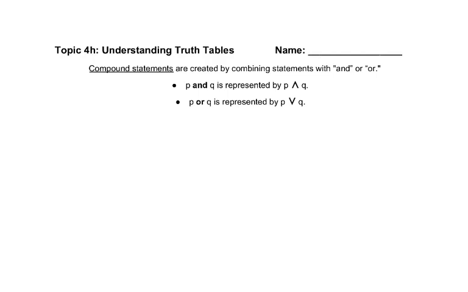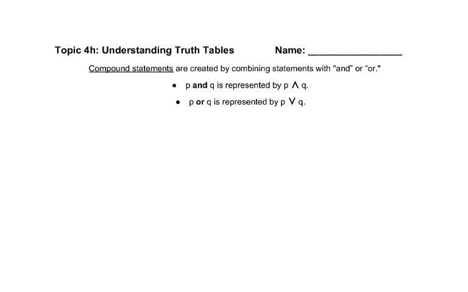Welcome. So today we're going to look at truth tables. And in order to create truth tables, we have to know what compound statements are. Compound statements are created by combining statements with and or. And we've looked at this already symbolically. We know that the one that looks like a capital A without the line in there is going to be our and, and our or is our V.